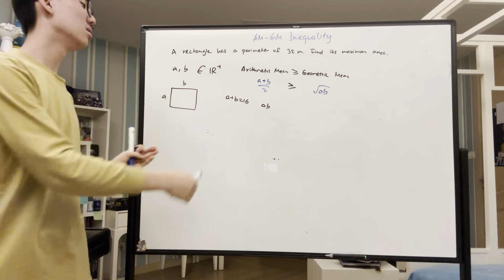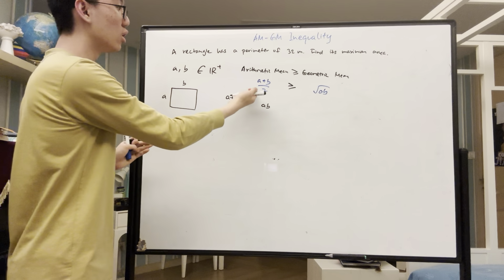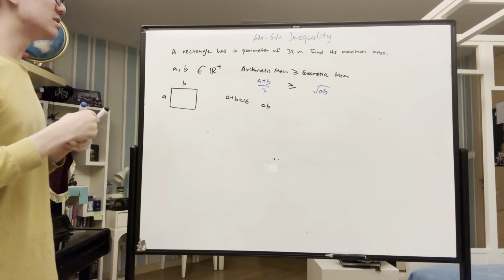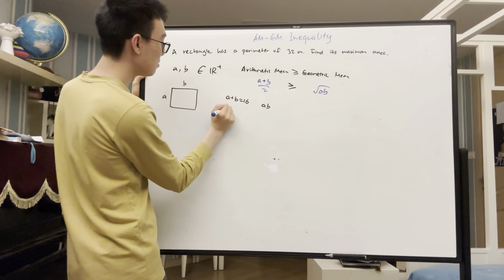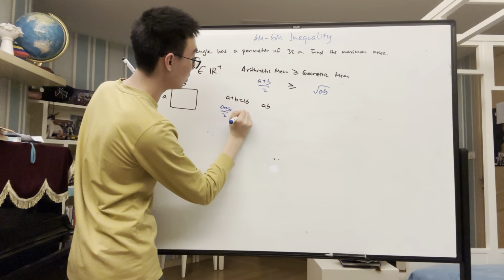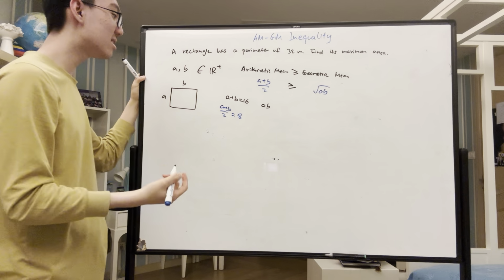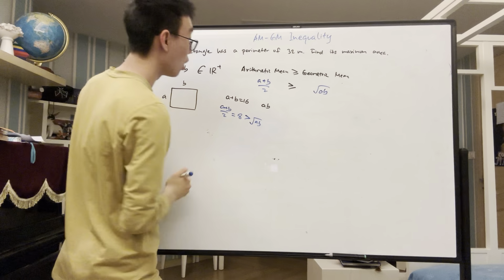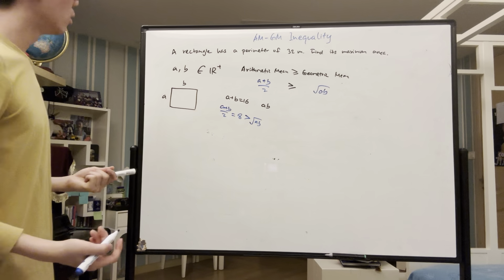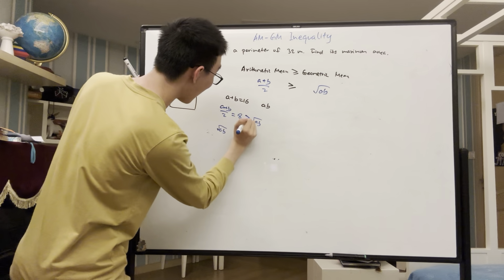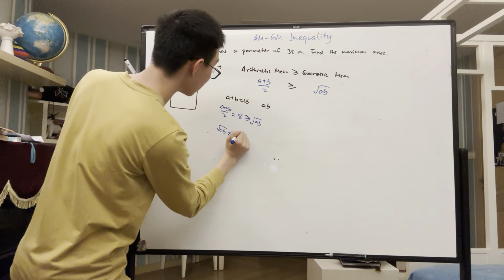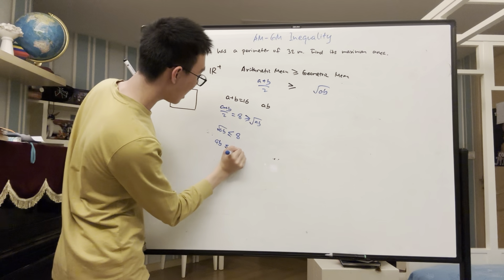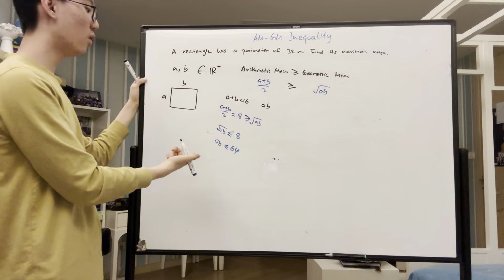Looking at this, it resembles very closely our identity itself. So if a plus b is equal to 16, a plus b over 2 must be equal to 8. And then this value has to be greater than the square root of AB. Oh, wow. So this means that the square root of AB has to be smaller than or equal to 8, which just directly gives us that AB is smaller than or equal to 64.